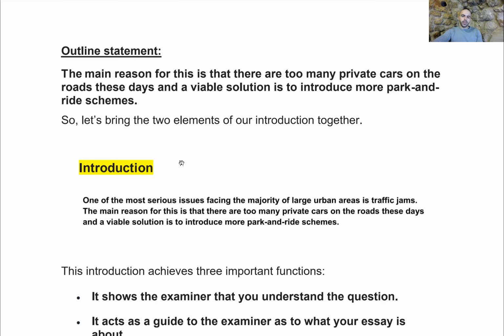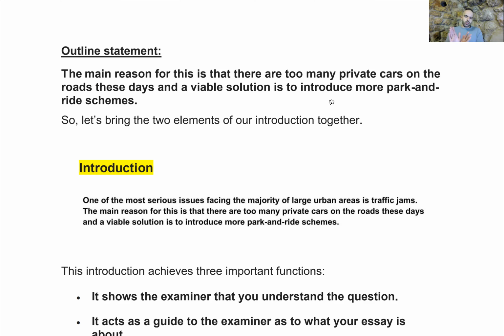But before I jump into the introduction, let me just show you this standard way of writing an outline statement for problem and solution essays. It's beautiful to actually start with: the main reason for this is, you write the reason here. And a viable solution is blah, blah, blah. So it's a good way to follow. The main reason for this is that blah, blah, blah. And a viable solution is blah, blah, blah. Okay? So you can use this way to make sure.